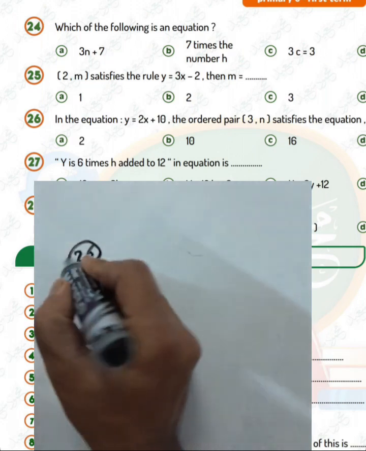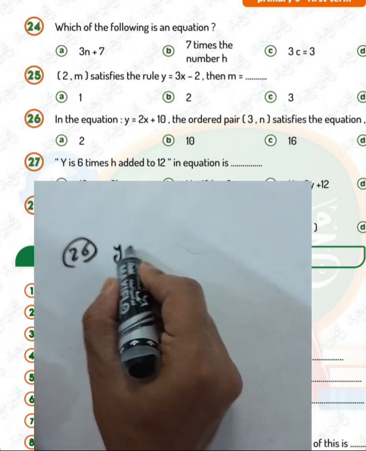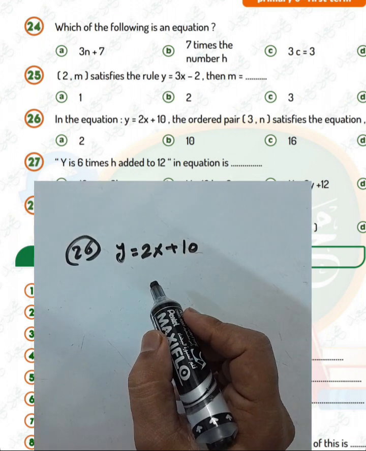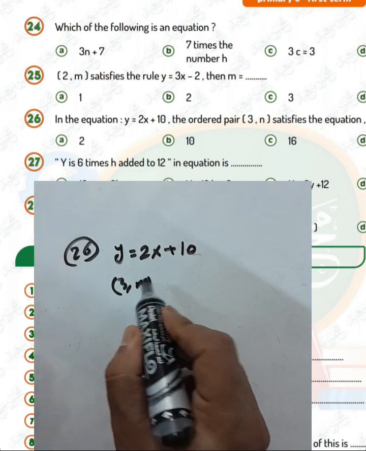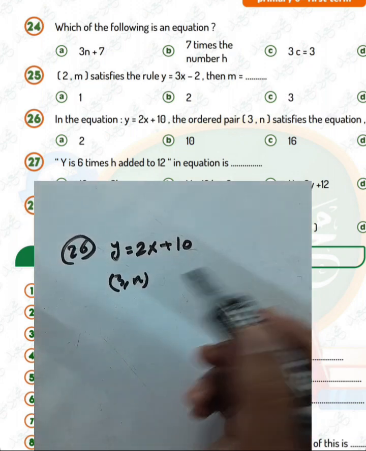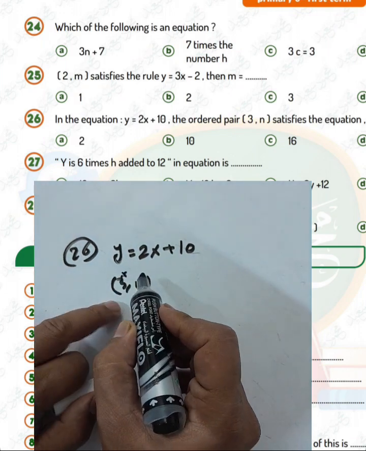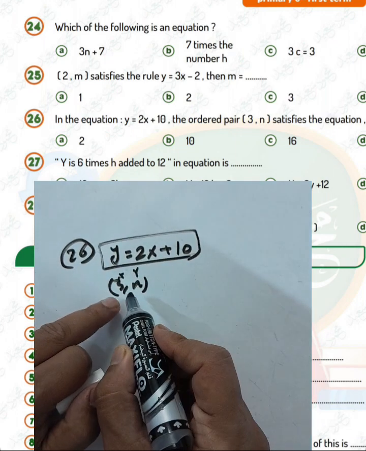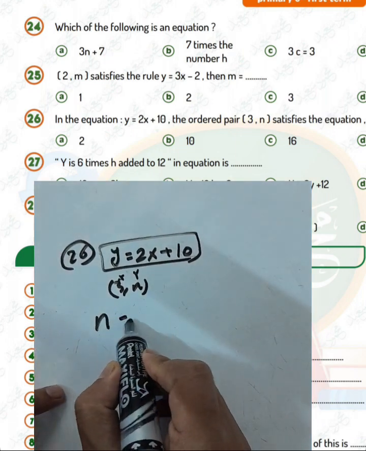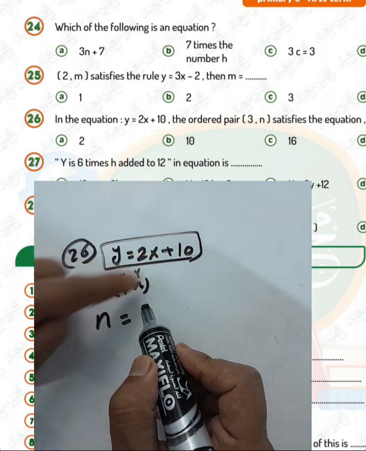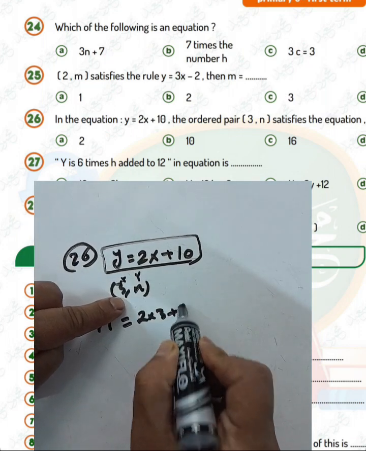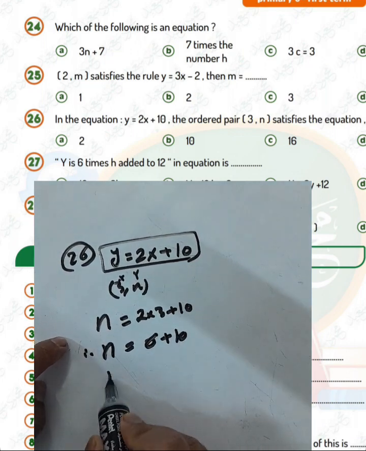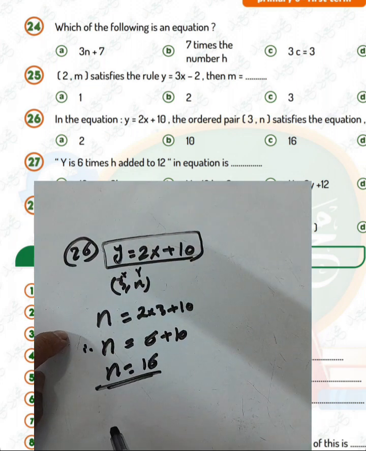In the equation y equals 2x plus 10, the ordered pair 3 and n satisfies this equation. Then n equals what? Put x equals 3 and y equals n in this equation. Write 2 times 3 plus 10. Then n will be equal to 2 times 3 equals 6. 6 plus 10 will be equal to 16.